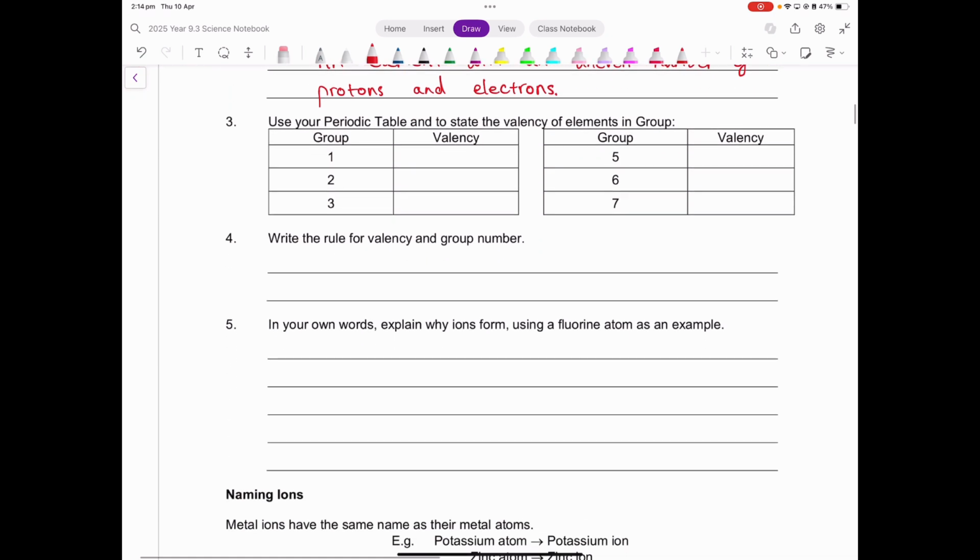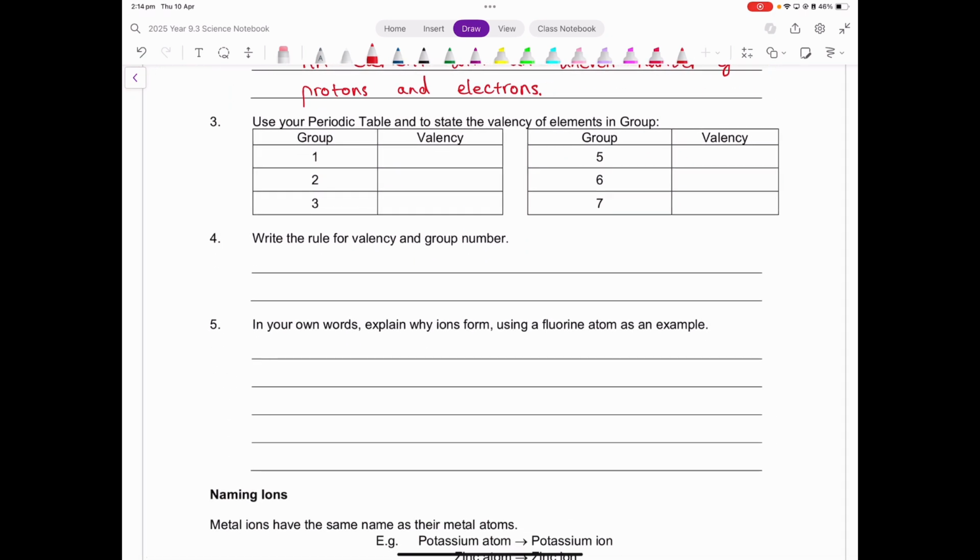So, everyone, what I need from you right now. All right. We are going to have a go using your periodic table. So I'm actually going to show you on my periodic table over here. I'd like to see you doing this on your real periodic table though. Okay? So, let me pause.